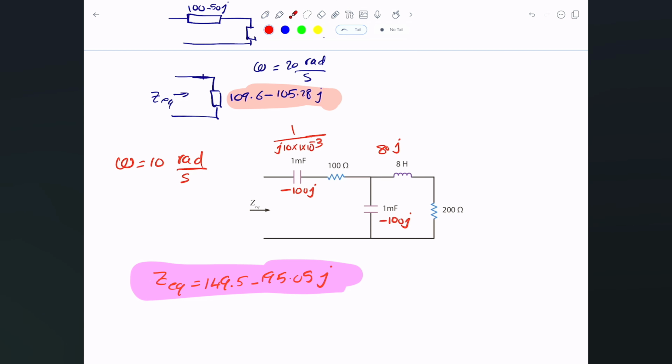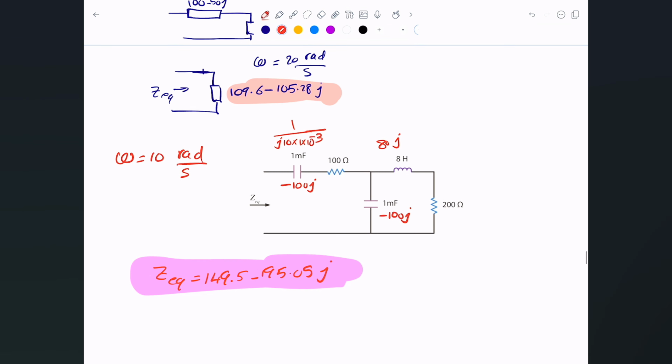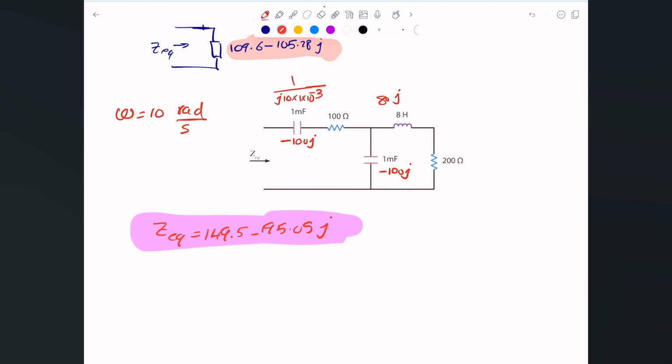In both cases, the negative imaginary part implies that this is capacitive. So if I replace it, in both cases it will be a resistor, 109 for the first case and 149 for the second case, and then a capacitor. You can compute the value of the capacitor depending on omega.